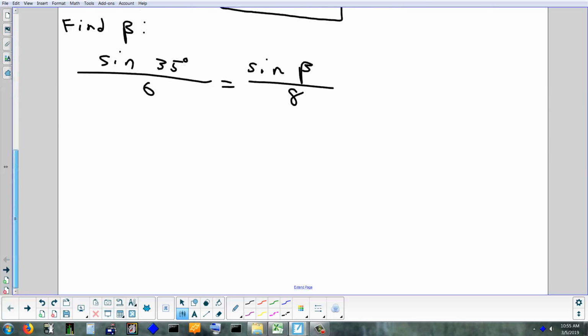Once I have the proportion, what do I do next? Yep, we're going to cross multiply. When you do that, you'll end up with 8 sine 35 over 6 on one side equals sine beta. But remember the goal is beta, not the sine of beta. So what function do we use to cancel out sine? Yep, inverse sine.